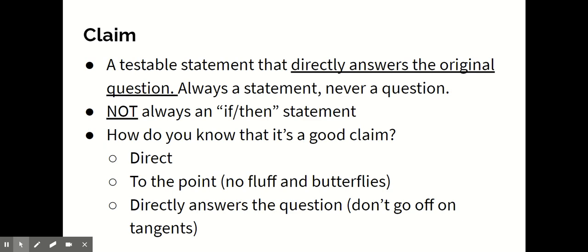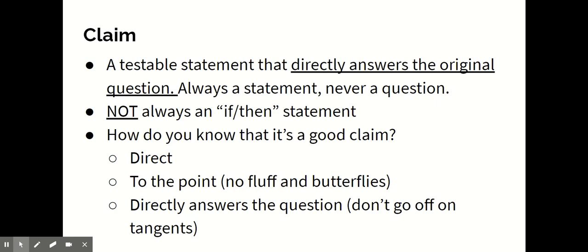So how do you know if it's a good claim? Well, first, it needs to be direct. It needs to be to the point. And I say no fluff and butterflies. In English, you're going to add all of these super great descriptive words when you're writing a story, and you're not going to do that here. You're not writing a story. You're telling facts. You're giving information. So you want to be straight to the point, with useful sentences and useful transition words, but just make sure that you're straight to the point, okay?